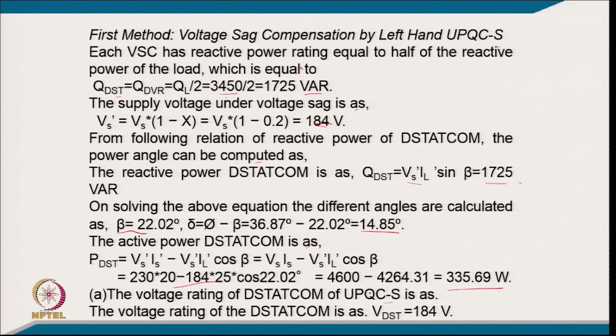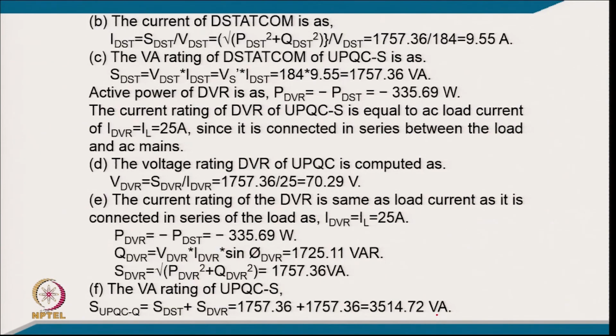The voltage rating of the DSTATCOM of UPQC is typically 184, because it is connected across the source, and the VA rating, the current rating you can calculate. So, it is the square root of P squared plus Q squared, divided by V_DSTATCOM. So, it typically comes to 9.55 ampere, and the VA rating of the DSTATCOM of UPQC is the same as V_DSTATCOM times I_DSTATCOM. So, 184 times 9.55, it is 1757.36, and the active power of DVR and DSTATCOM is the same, that is 339.69.